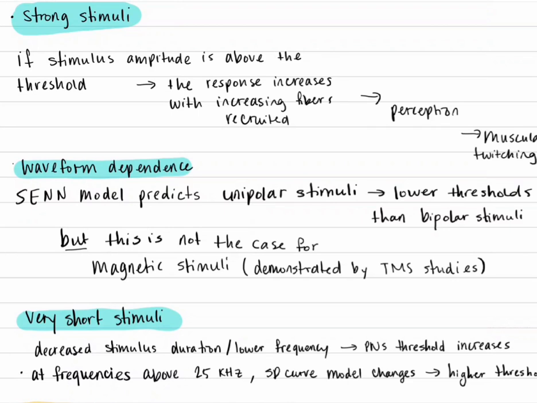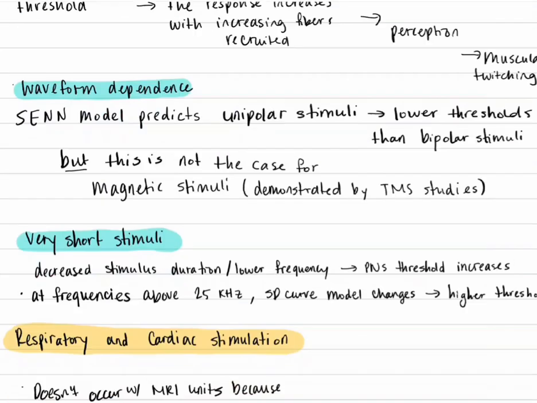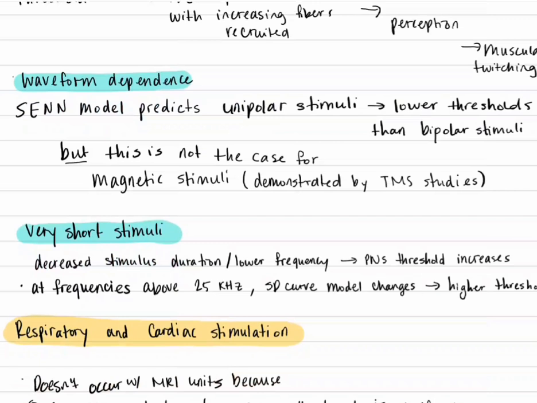It also seems, based on the electrical model for the neuron and the excitable tissue, that there is a dependence on the type of waveform. So unipolar stimuli have lower thresholds than bipolar stimuli. But for magnetic stimuli, as demonstrated by TMS studies, this is actually not what is observed.